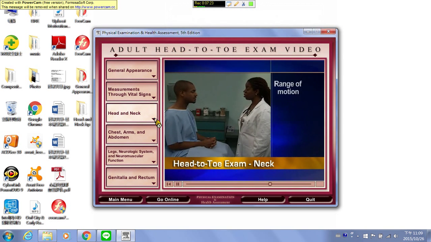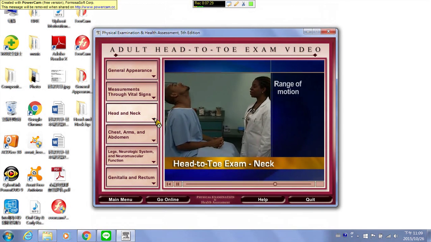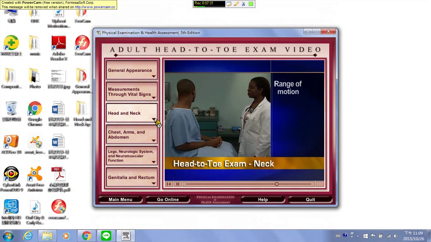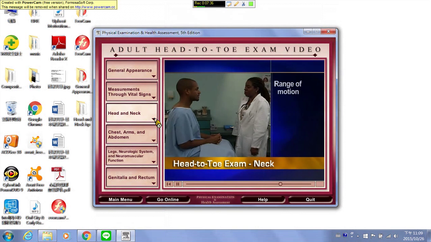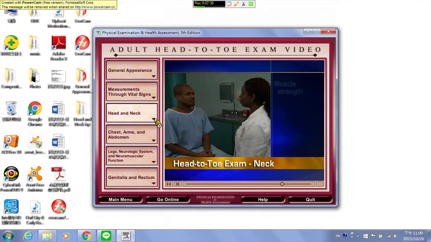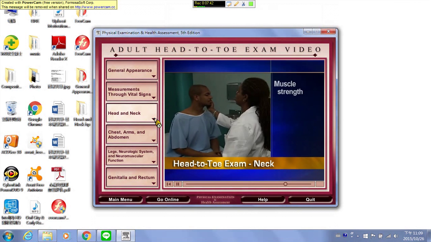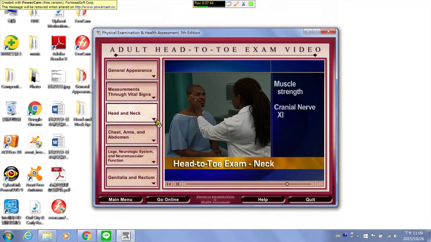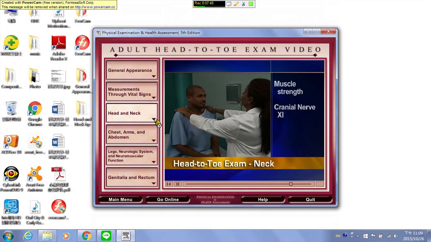Okay, I just want to check the motion of your neck. To test range of motion in the neck, have the person tip his head forward and back, turn his head to each side, and shrug his shoulders. Good. Now shrug your shoulders. Now we're going to do the same thing, but press against my hand. To assess muscle strength and test cranial nerve 11, have him repeat these actions against your resistance. Good.